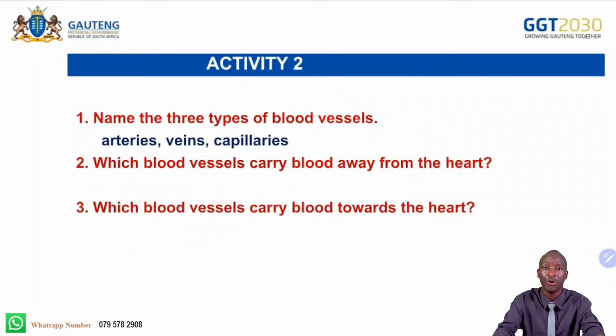Number 2, which blood vessels carry blood away from the heart? These are the arteries. They're the ones which take the blood away from the heart and supply it to all the body parts. Number 3, which blood vessels carry blood towards the heart? These are the veins. So these are the answers to our activity number 2.